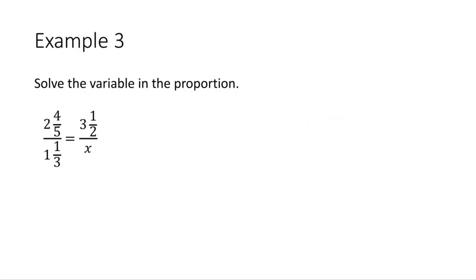So say I have 2 4/5 to 1 1/3 equal to 3 1/2 to x. Now, mixed numbers really don't work well when it comes to division or multiplication. So let's rewrite this all into improper fractions. 2 4/5 would be 2 times 5 is 10 plus 4 would be 14 over 5. 1 1/3 would be 3 plus 1, so 4/3. Equal to 3 1/2 would be 7/2 over x.